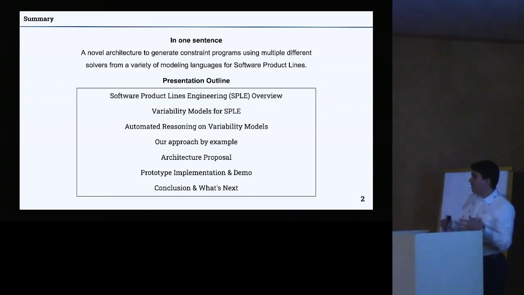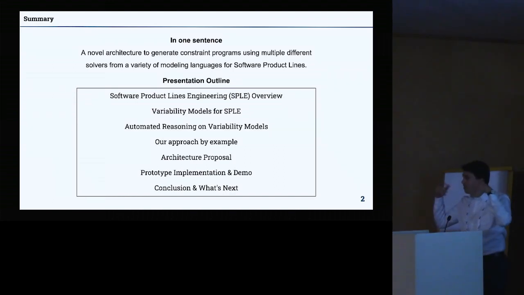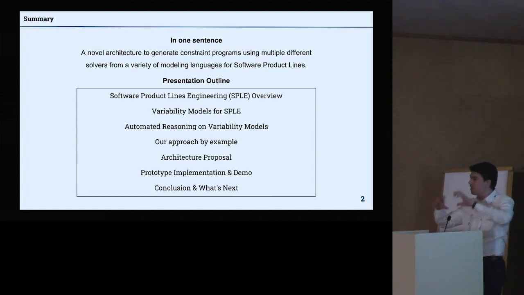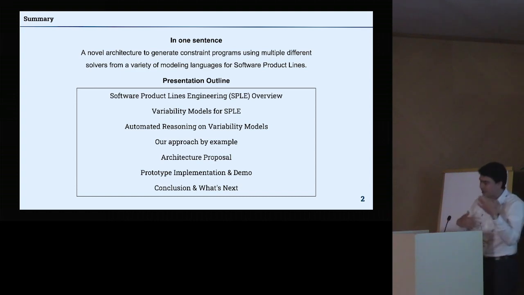Before I begin, I wanted to give a little summary that you can keep in the back of your mind throughout the presentation so we can always remember why we're here. In one single sentence, this is an approach to generate constraint programs for different types of variability modeling languages for very different types of constraint solvers. So you can decouple both. And we're going to see exactly what that means.